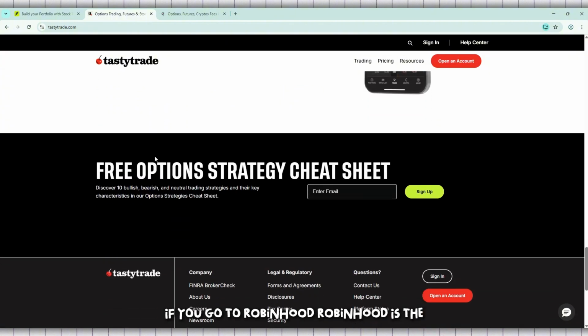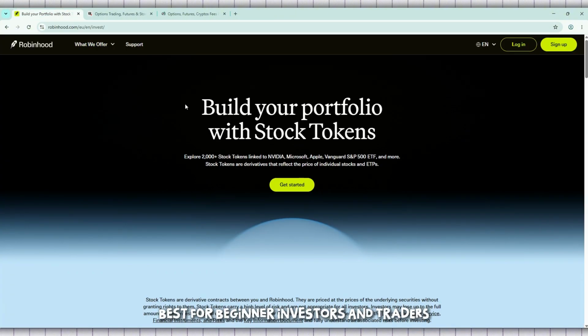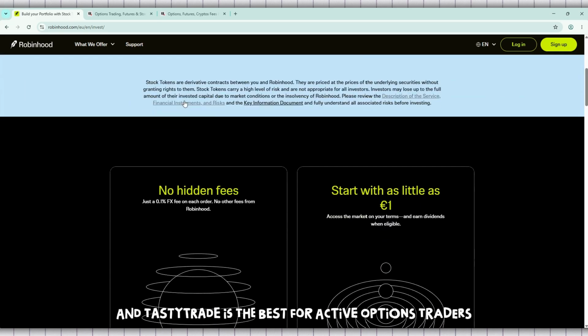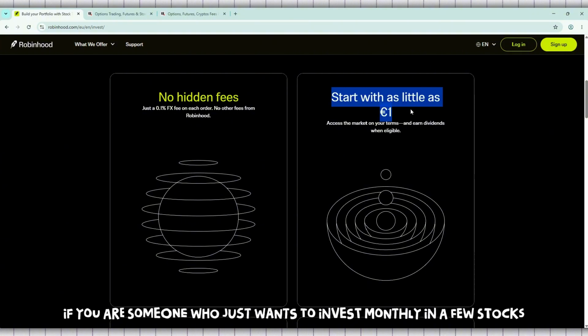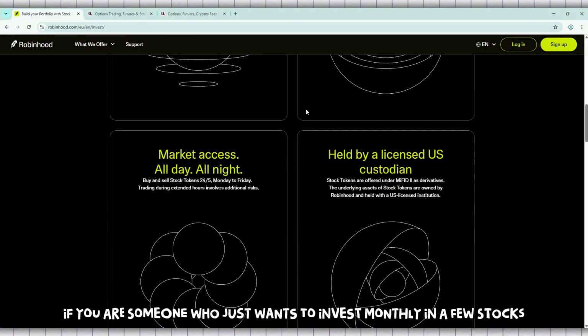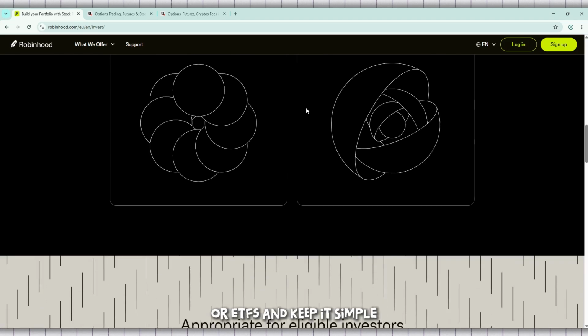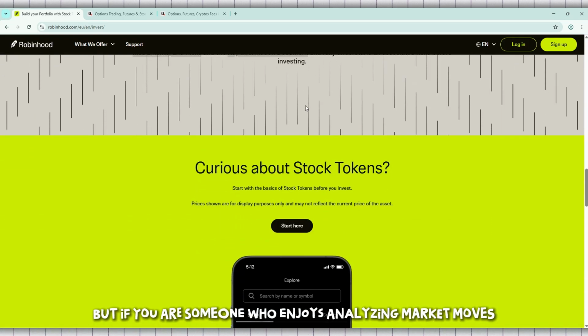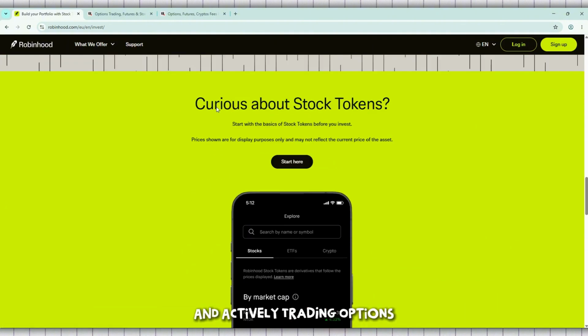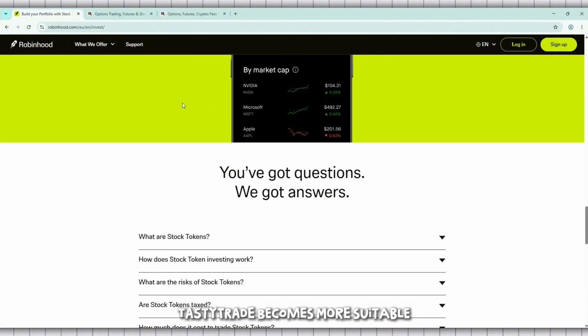If you go to Robinhood, it is the best for beginner investors and traders, and Tastytrade is the best for active options traders. For example, if you are someone who just wants to invest monthly in a few stocks or ETFs and keep it simple, Robinhood feels easier. But if you are someone who enjoys analyzing market moves and actively trading options, Tastytrade becomes more suitable.